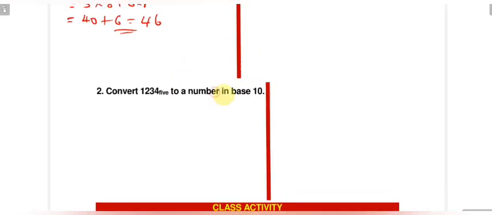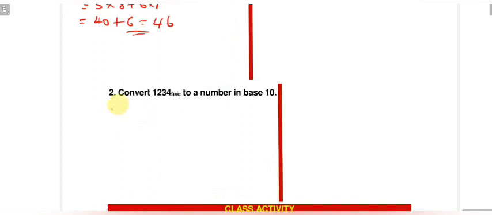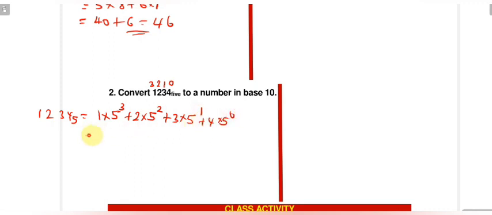So let's move on to example 2. In example 2, we have to convert 1234 base 5 to a number in base 10. So we'll start from here. We have 0, 1, 2, 3. Okay? So 1234 base 5 will be equal to 1 times 5 raised to power 3 plus 2 times 5 raised to power 2 plus 3 times 5 raised to power 1 plus 4 times 5 raised to power 0. So that would be 1 times 5 raised to power 3 is 125, plus 2 times 5 raised to power 2 is 25.